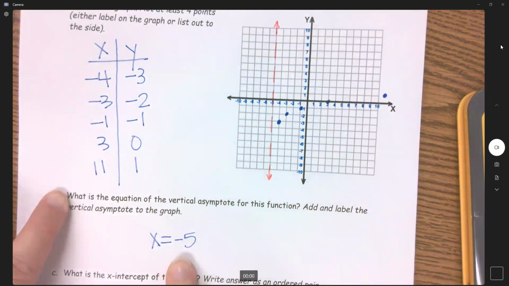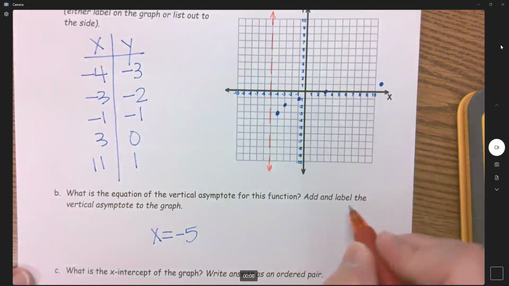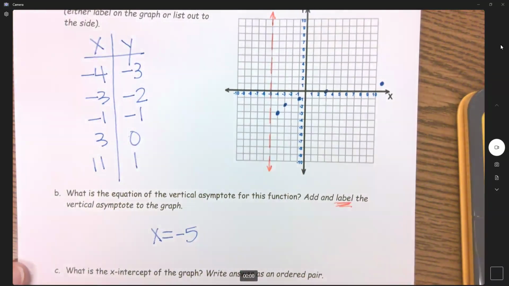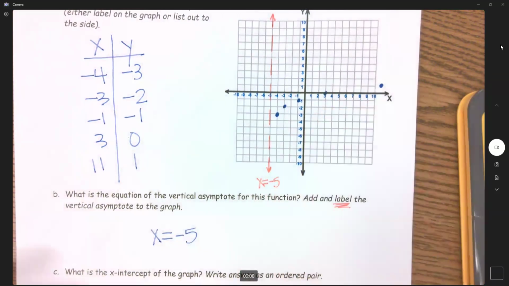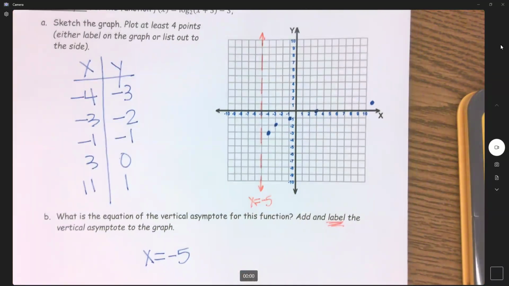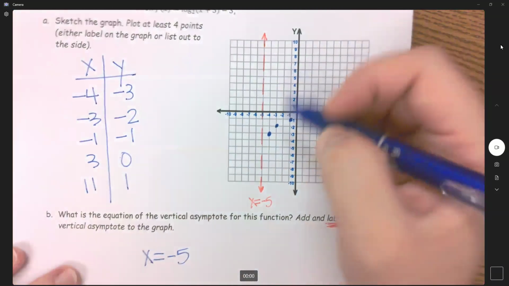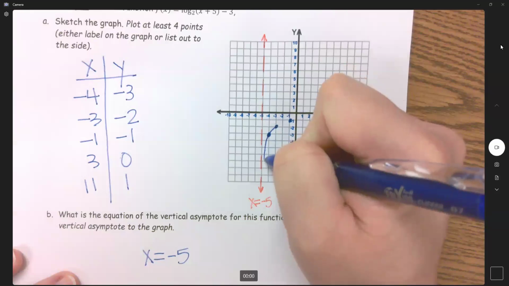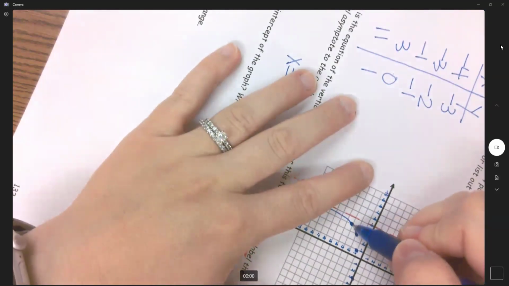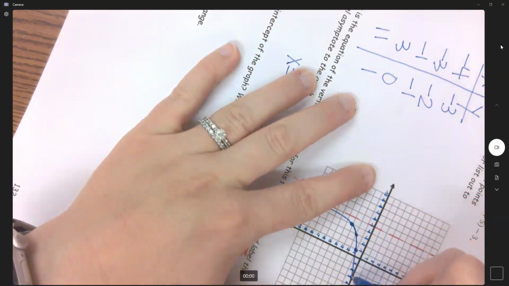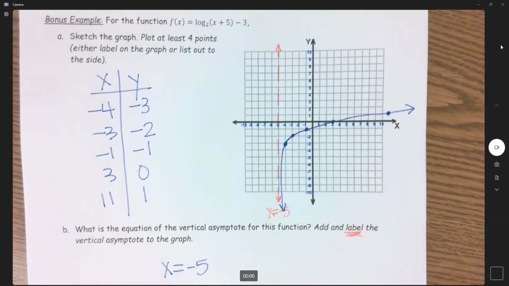So what is the equation? X equals -5. We need to add and label the vertical asymptote on the graph. So this is at x equals -5. So now when I connect these points, I don't want to cross this line right here. So it's going to get closer and closer to it, but never touch it. So there is my graph.